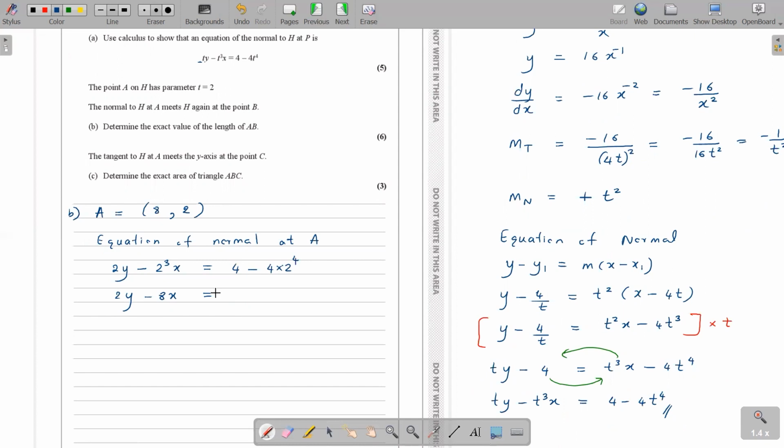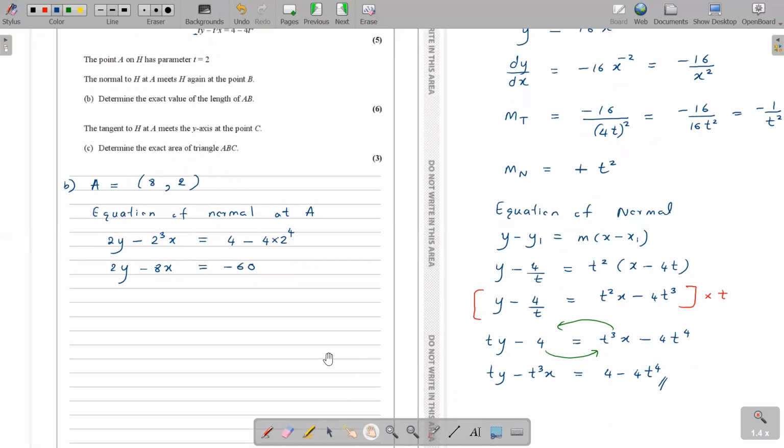4 minus 4 into 2 to the power 4, minus 60. Okay, and then simplify this equation. I think we can divide the entire equation everyone by 2. It can be simplified, so divide everyone by 2. And I get here y minus 4x equals minus 30. Okay, so this is the equation of the tangent at the point A.